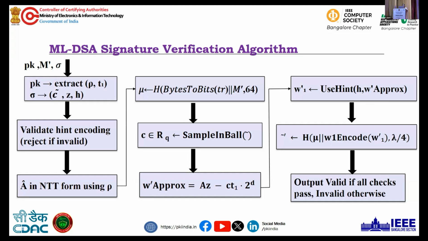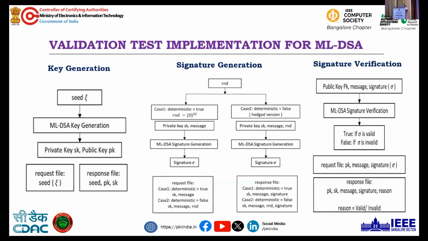And here there is a loop happening for commitment, challenge, and response. So here the loop happens, and the hint is used. Here we generate the hint, and we verify whether the output is valid. If the output is valid, we say the signature is valid. If it is invalid, then the signature is not valid. So the validation test implementation will be continued by my colleague.